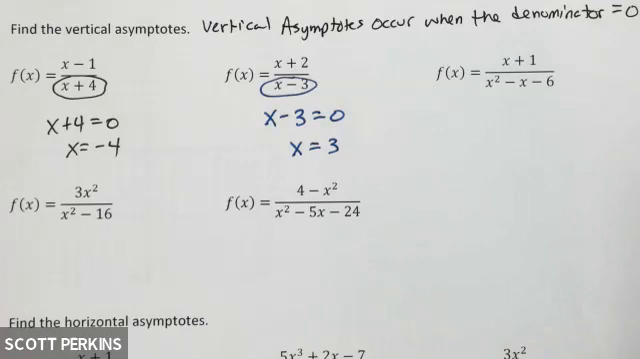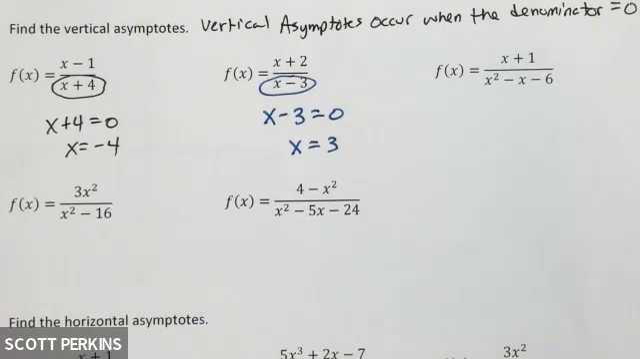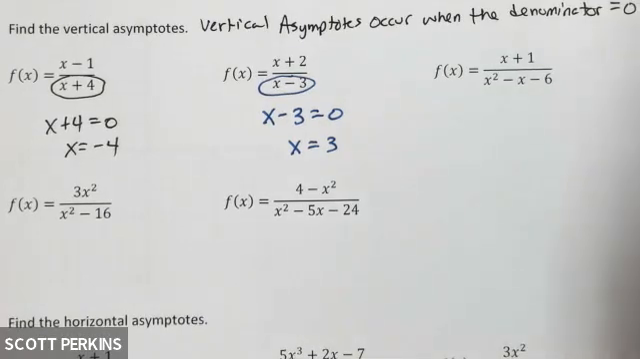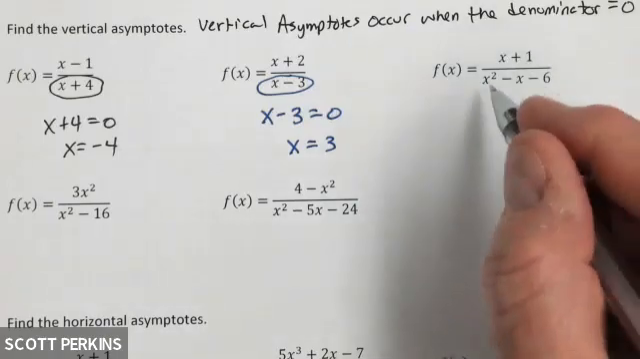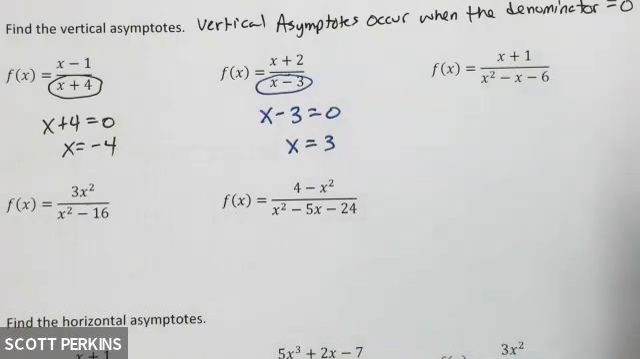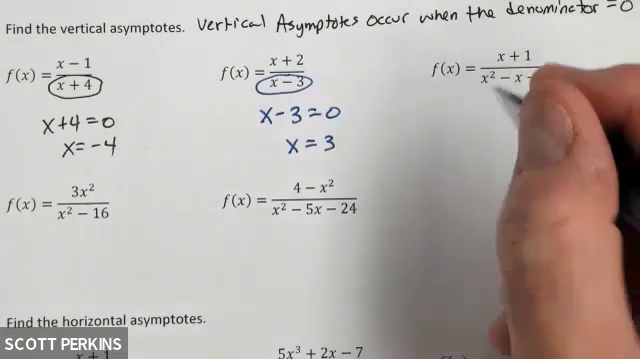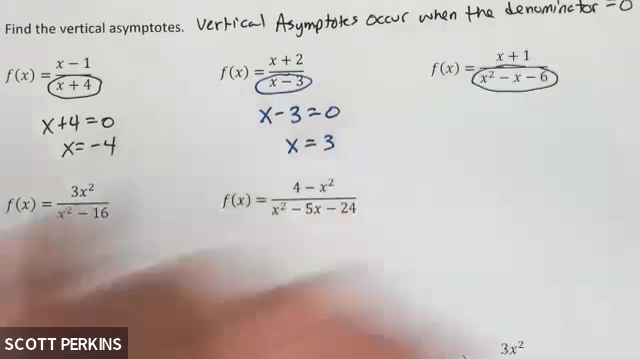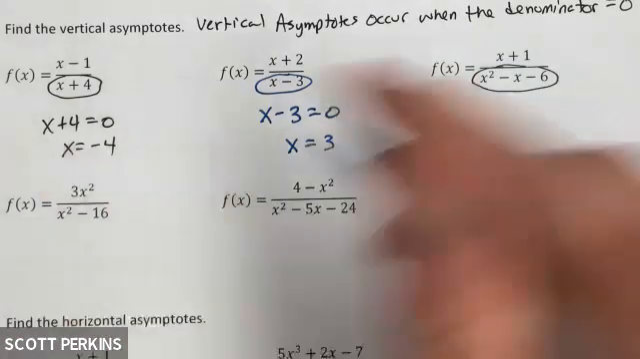So here's my last example for the day, because I told you earlier that rational functions can have any number of vertical asymptotes. So this one right here, we're going to do the same thing. F of x is x plus 1 over x squared minus x minus 6. So once again, I want to know the vertical asymptotes. I'm just going to look at the denominator.